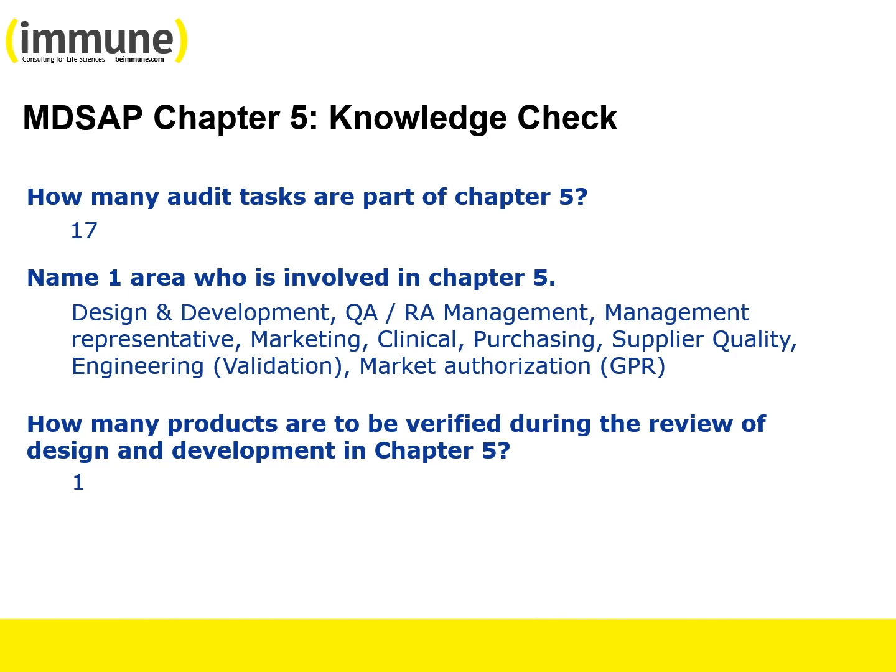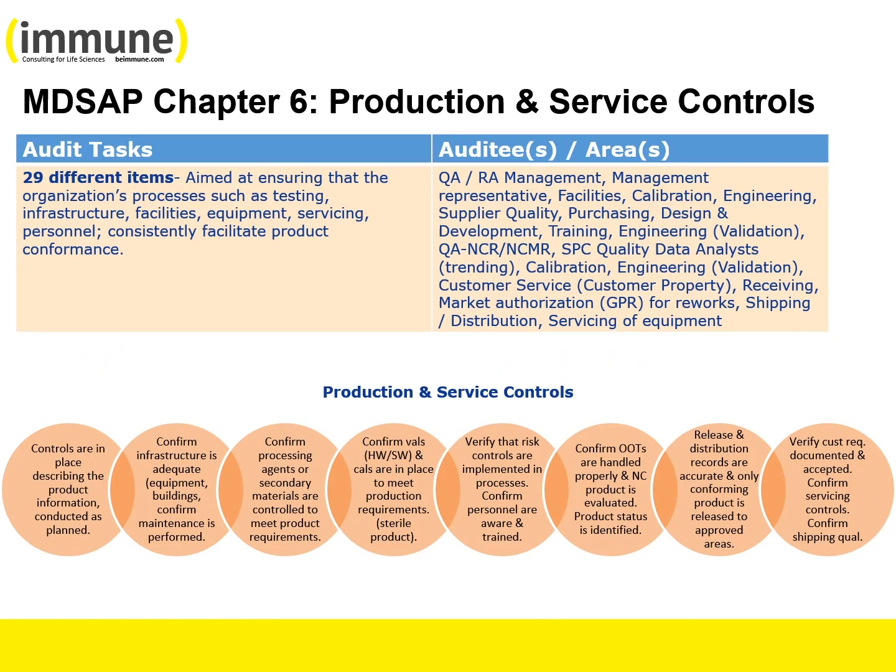We're moving right along to Chapter 6, Production and Service Controls. The audit of production and service controls includes testing, infrastructure, facilities, equipment, and servicing. This portion verifies that the organization's processes are capable of ensuring that products meet the specifications.